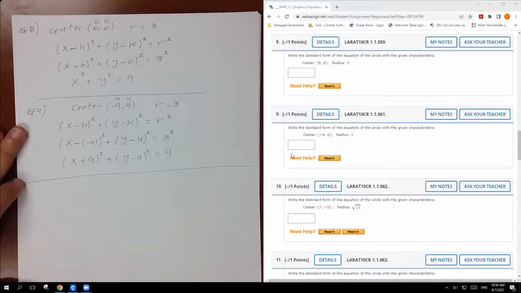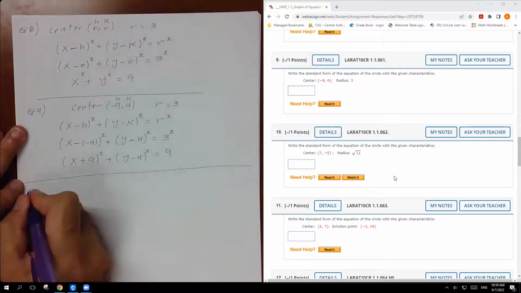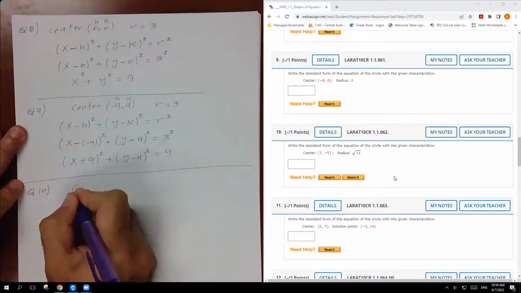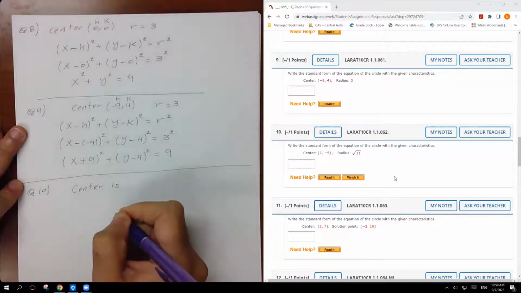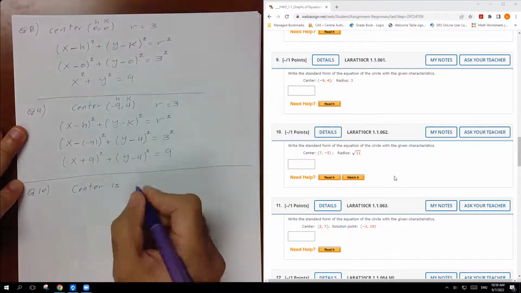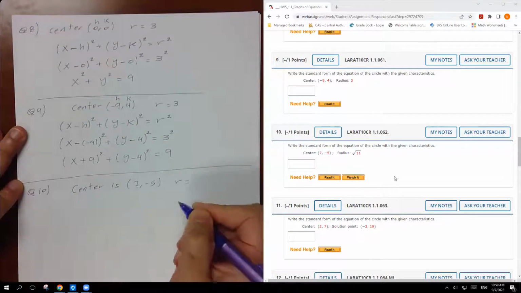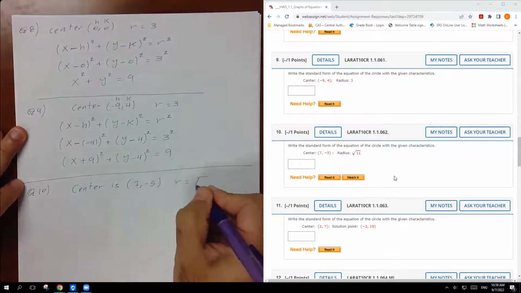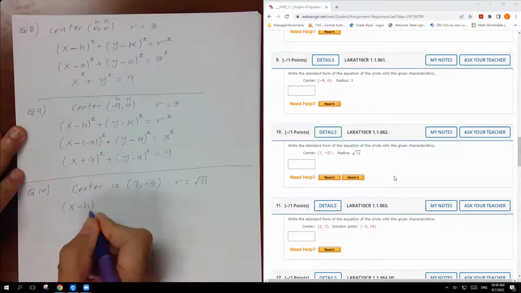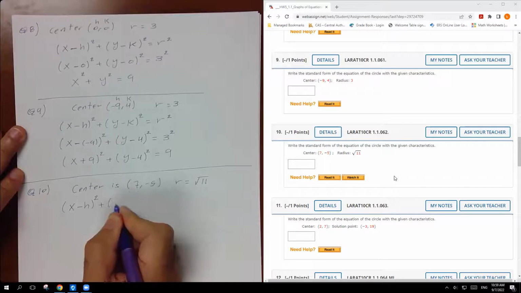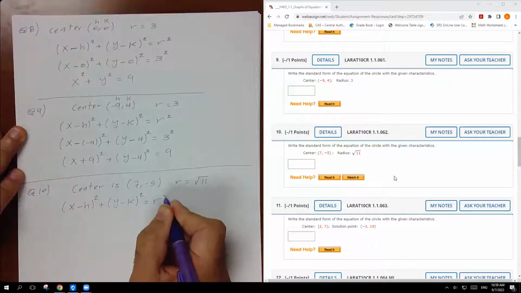The same thing with example 10. Write the standard form of the equation of the circle with the given center. Now the center is (7, -5) and the radius equals the square root of 11. We're going to do exactly the same thing. Always write down the equation. Do not plug in right away, because you're going to make mistakes. (x minus h) squared plus (y minus k) squared equals r squared.